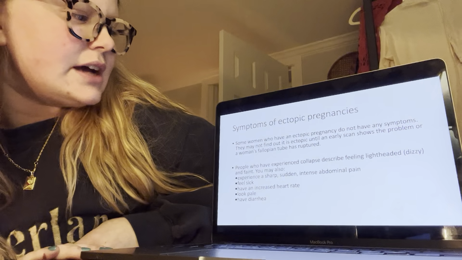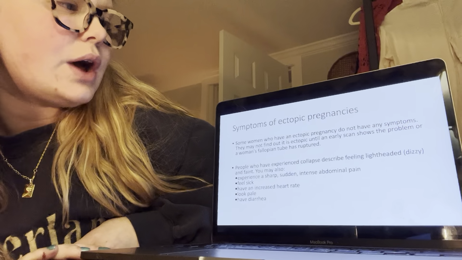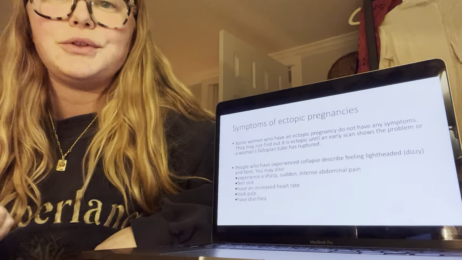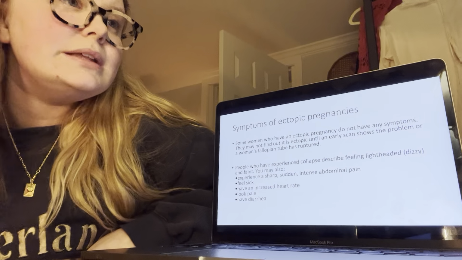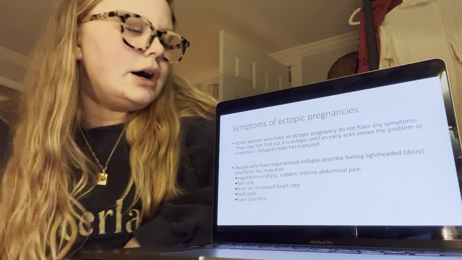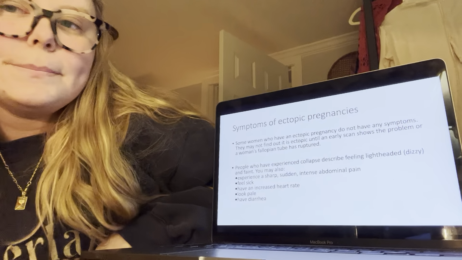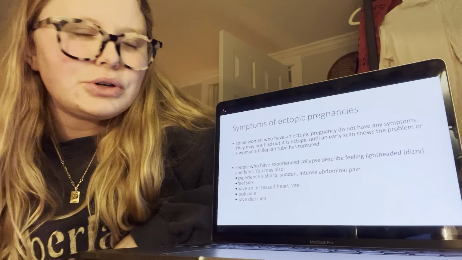Next, symptoms of ectopic pregnancy. Some women who have an ectopic pregnancy do not show any symptoms. They might not find out they have an ectopic pregnancy until their early scans, and it shows the problem with the woman's fallopian tube. Then, like I mentioned before, some fallopian tubes may rupture due to this.